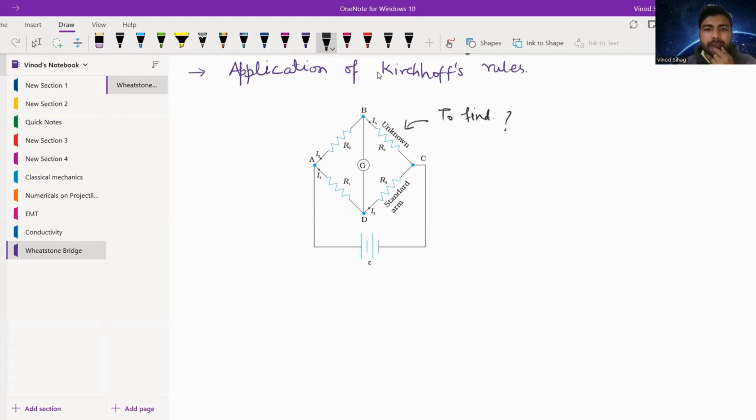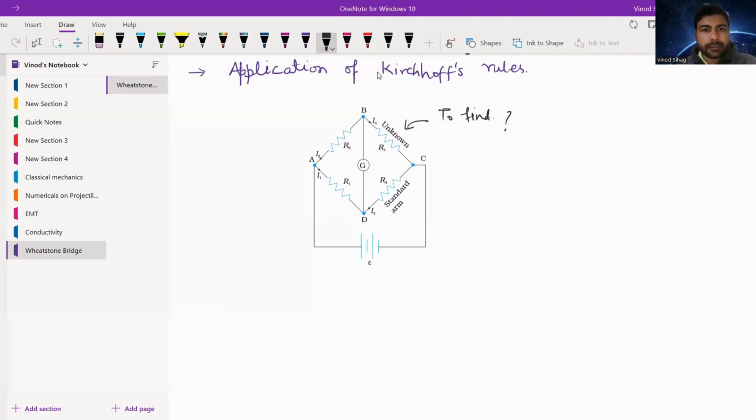And one more thing here. One battery is applied, and its voltage is E, and one galvanometer is also applied here. Okay, one galvanometer is used here in the arm BD. And basically, as we know, a galvanometer is used to determine the current and the direction of the current. Okay, so for the special purpose, we use its balanced condition.